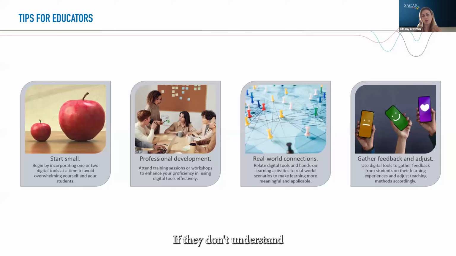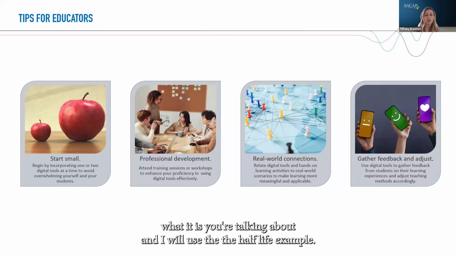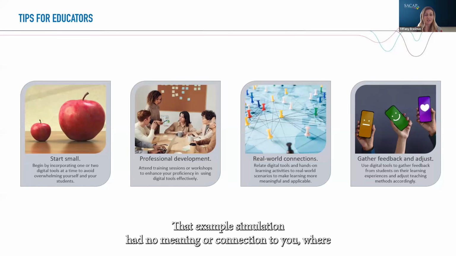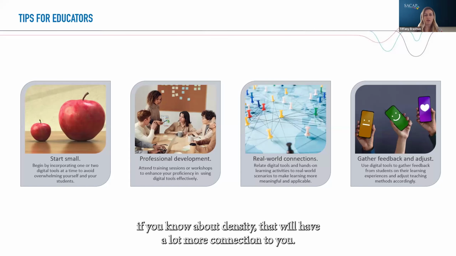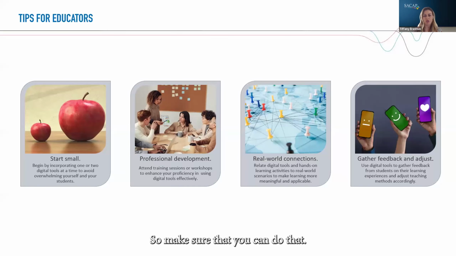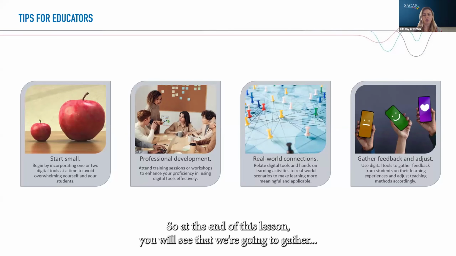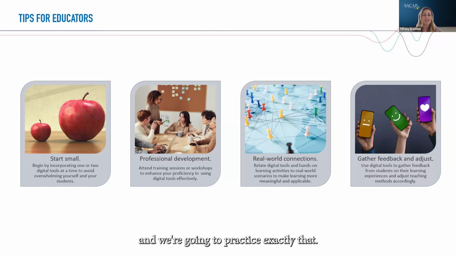If they don't understand what it is you're talking about, and I'll use the half-life example: if you don't understand what half-life or beta decay is, that example simulation had no meaning or connection to you. Whereas if you know about density, that will have a lot more connection to you. So make sure that you can do that. Gather feedback, adjust. At the end of this lesson, you will see that we're going to practice exactly that. Gather feedback, gain insights, adjust, and make it better.